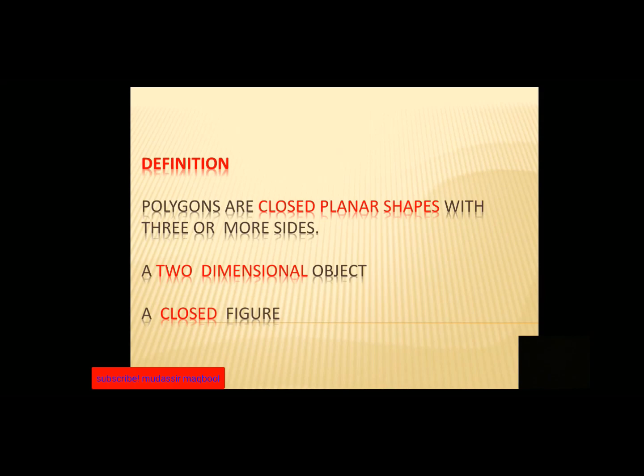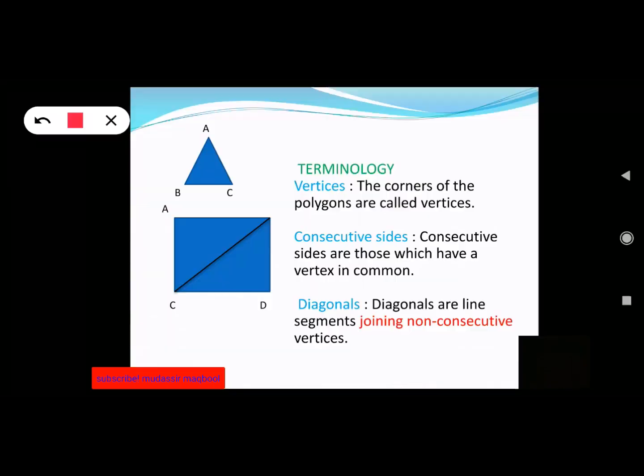Now, to define polygons in general, we simply say polygons are closed planar shapes with three or more sides. To get a polygon, we need at least three sides. We need at least three straight lines which can form a closed loop, which can form a closed figure. So, triangles are the least polygons. They are planar because they can be drawn on a plane. They are obviously two-dimensional objects.